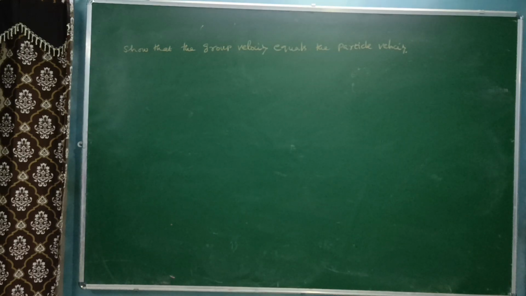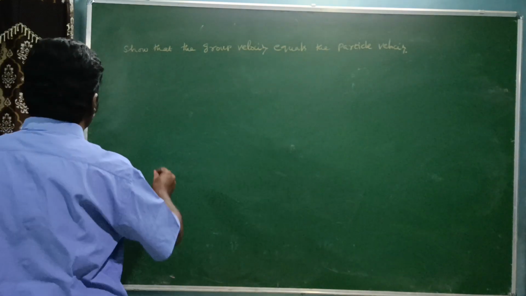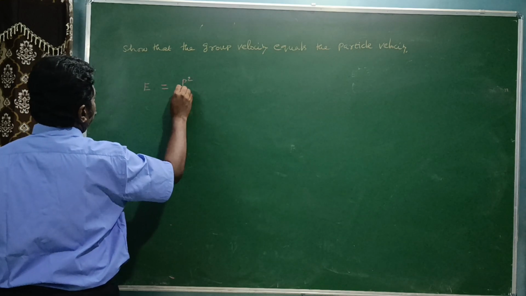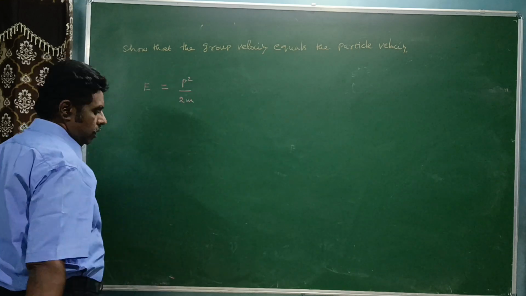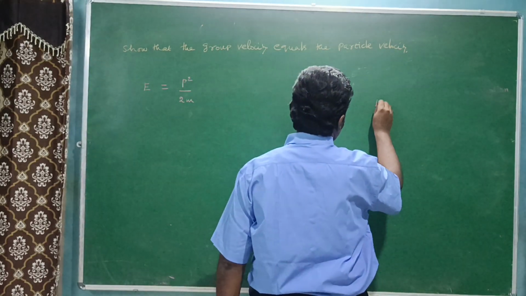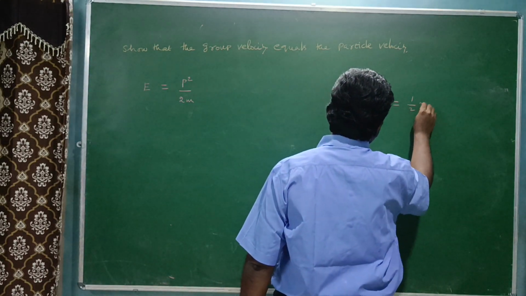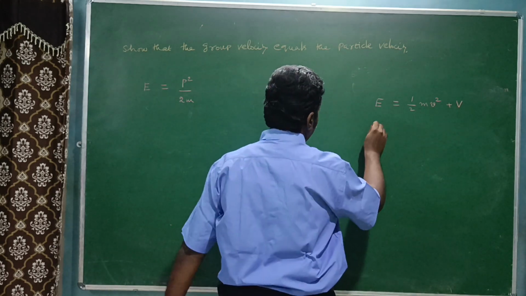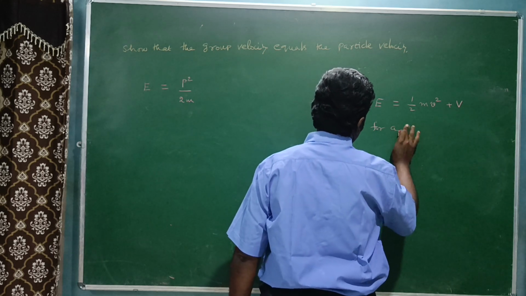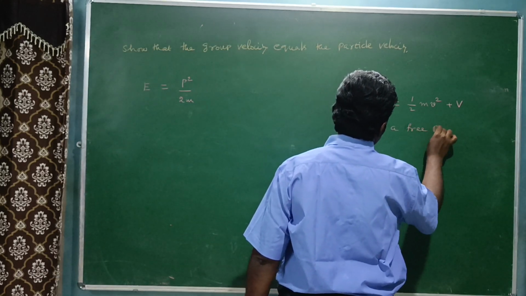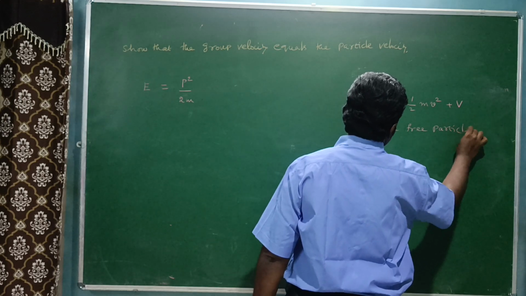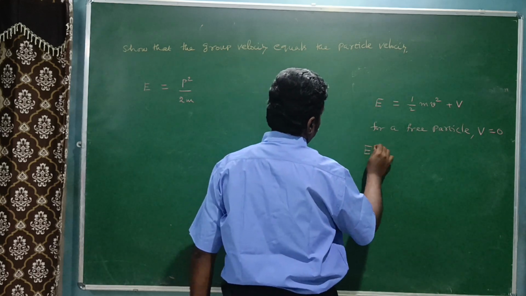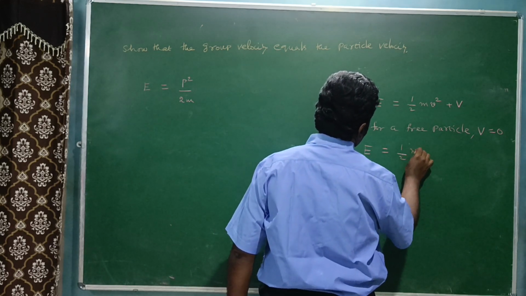Now consider a free particle. The energy of the free particle E equals p square divided by 2m. The total energy E equals half mv square, kinetic energy plus potential energy. For a free particle, the potential energy V equals 0. Therefore, E equals half mv square.